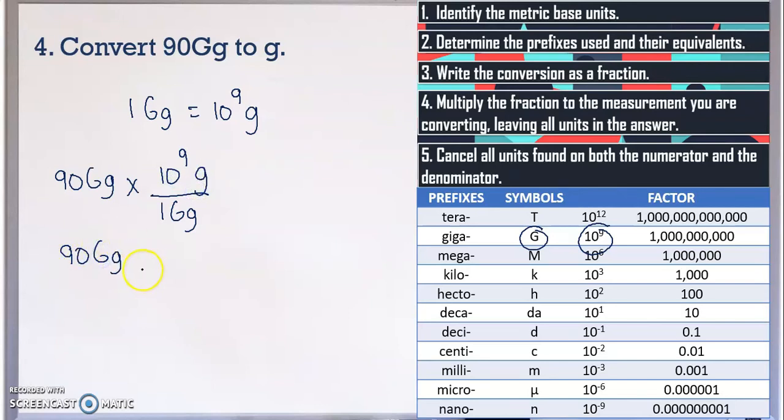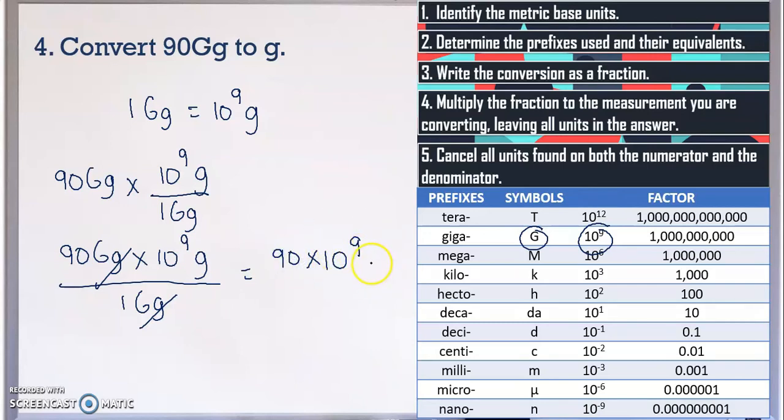90 gigagram times 10 raised to 9 grams divided by 1 gigagram. Cancel out the unit gigagram, and then our answer would be 90 times 10 raised to 9 grams. To express this in scientific notation, the decimal point must be moved 1 place to the left. And this adds 1 to our initial exponent. And the final answer is 9 times 10 raised to 10 grams.